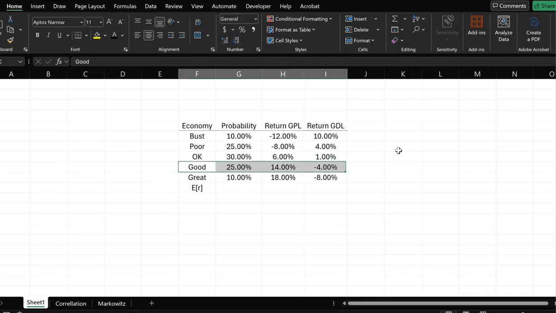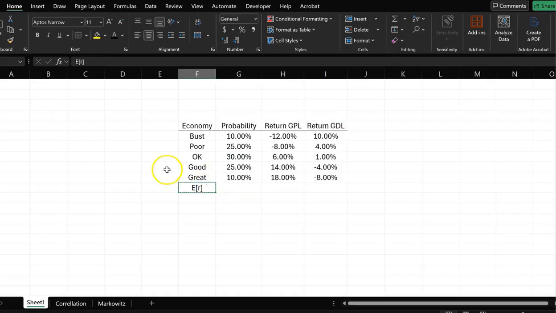If the economy is good, there's a 25% chance of that. Then the return for GPL is 14%, and the return for GDL is minus 4%. All right, and I want to calculate the standard deviation of returns for both of these stocks under these scenarios.